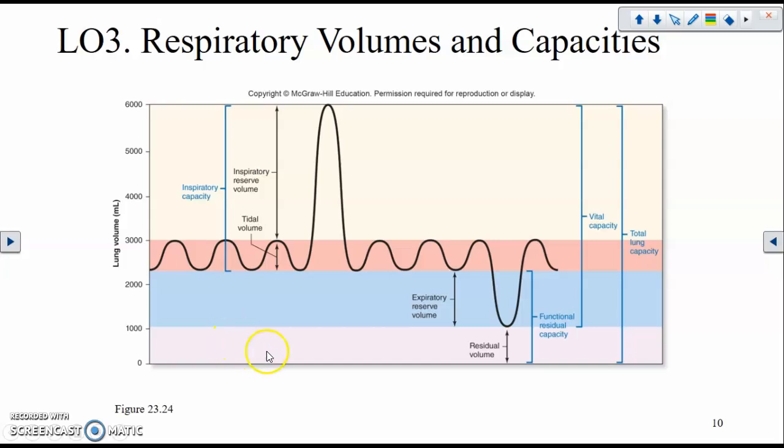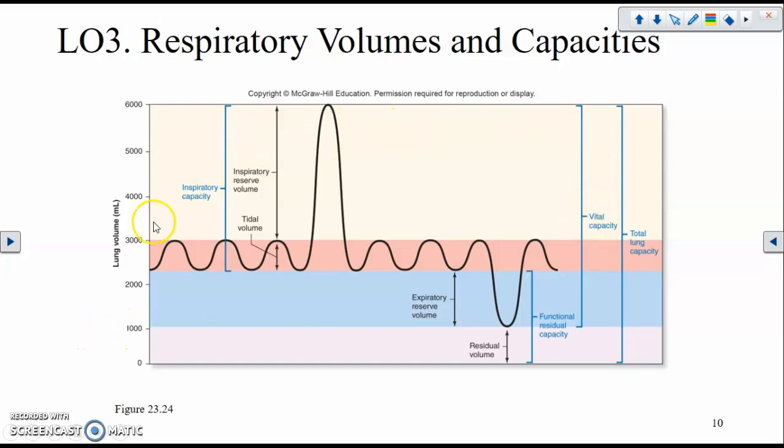Hello everyone, in this last respiratory system lecture video, I will be talking about respiratory volumes and capacities. We actually have two types of names here, volumes and capacities. Capacities are the sum of two or more different volumes, and a volume in this case is basically just one measurement.